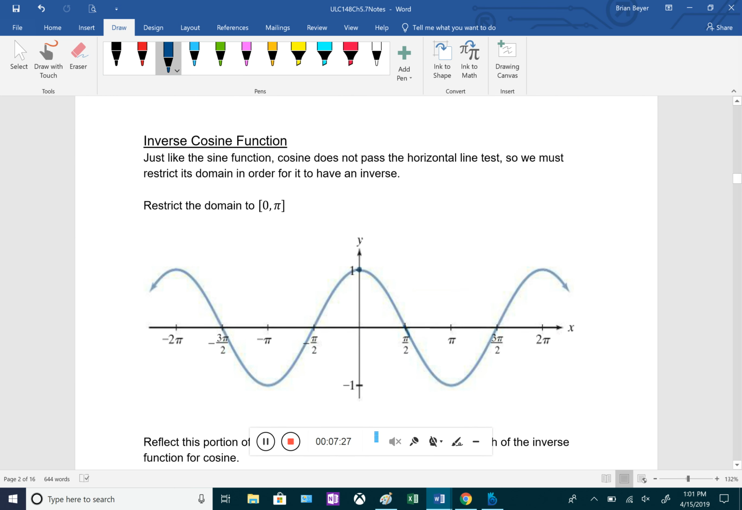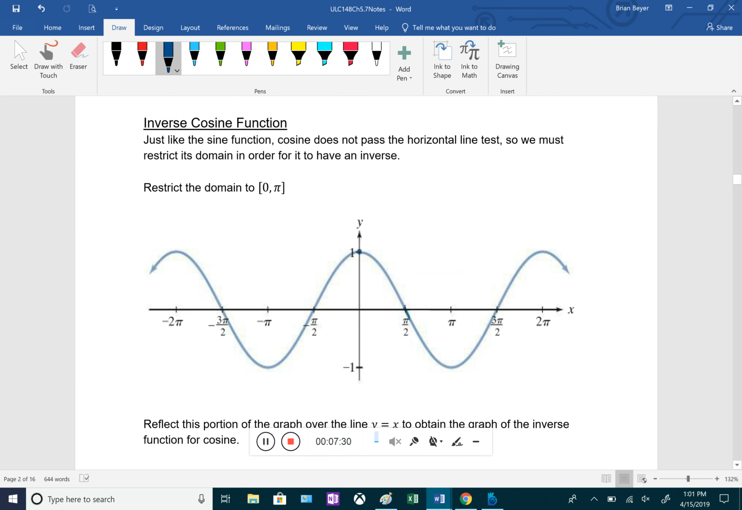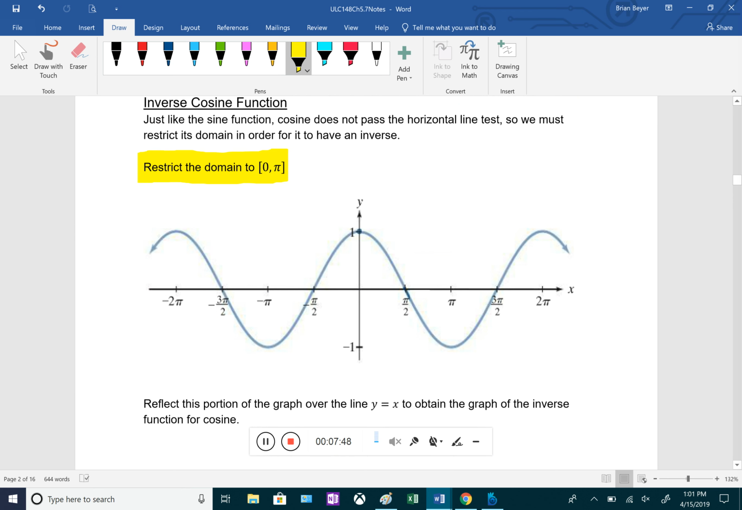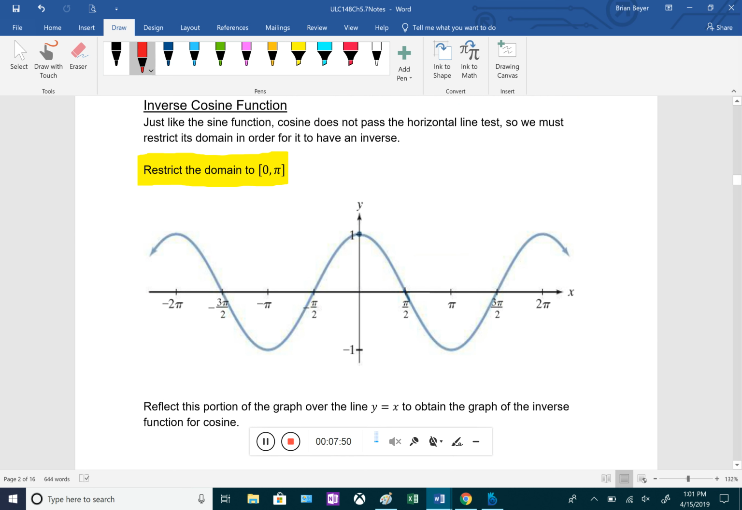Okay, so next for the cosine function. So this is obviously going to be really similar to the sine function one that we just did. So just like the sine function, cosine does not pass the horizontal line test, so we have to restrict the domain. We're going to restrict the domain of cosine from 0 to pi in order for it to have an inverse function. So this would be from, here it is at 0, and here it is at pi. So on the interval connecting those, that's going to be our restricted domain.